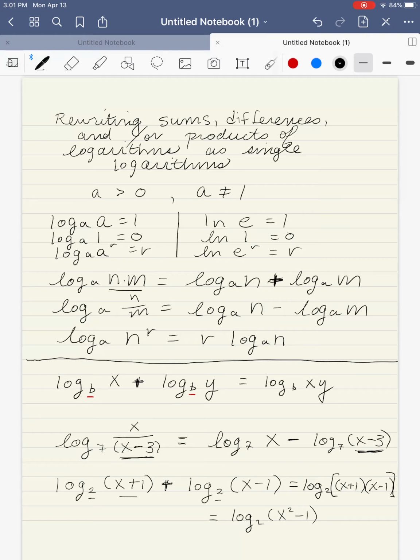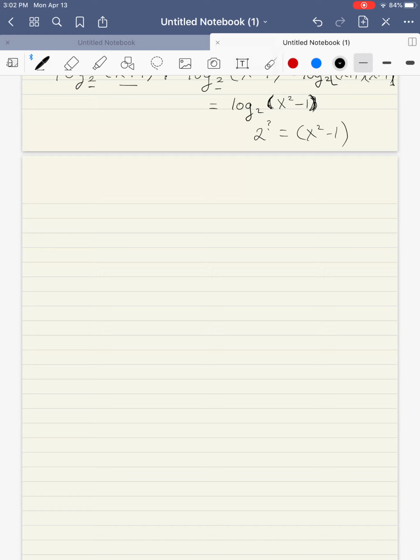As you're doing these, it's very, very important that you realize that you are not multiplying. This parenthesis here does not mean multiplication. It means that you're taking the logarithm base 2 of x squared minus 1. In other words, 2 to what power equals x squared minus 1. So the fact that these things are adjacent or that you have parentheses does not mean multiplication.